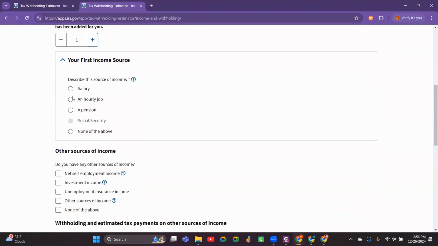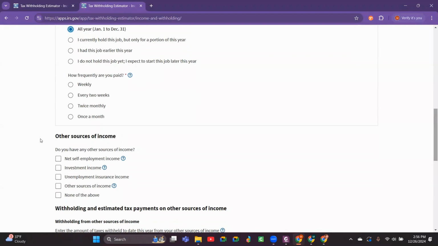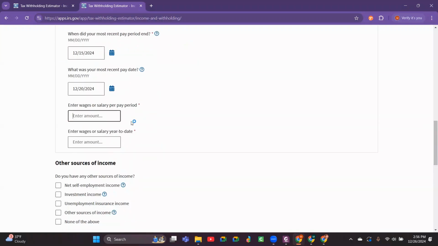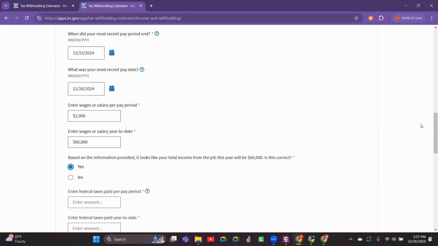They have one job, it's a salary job, and they've had the same job all year. We're saying they get paid every 2 weeks, and their last pay period ended 12/20/2024. The wages for this pay period is $2,000. And we'll say that their wages year to date, which you'll see on their pay stub, is $58,000. So actually, I'm going to put $60,000 because that's what I want to make. Yes, that is correct.